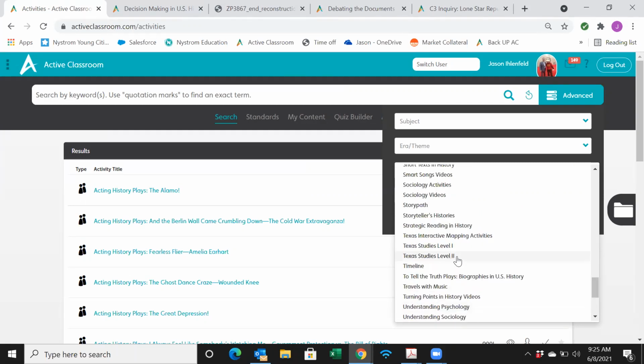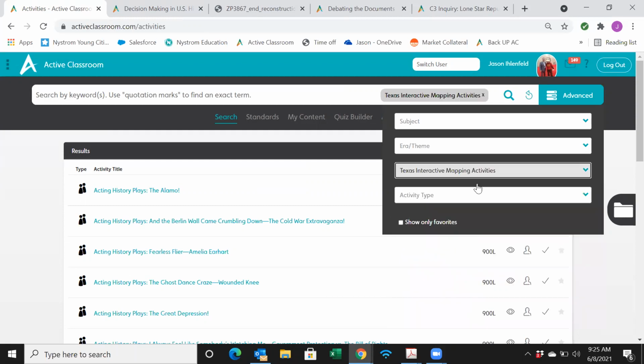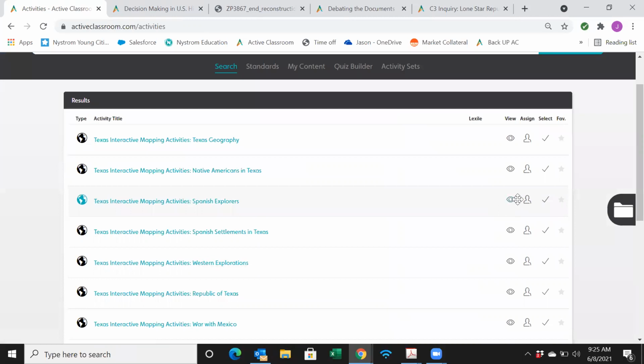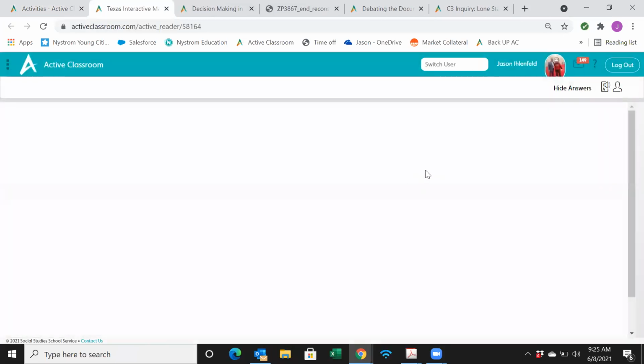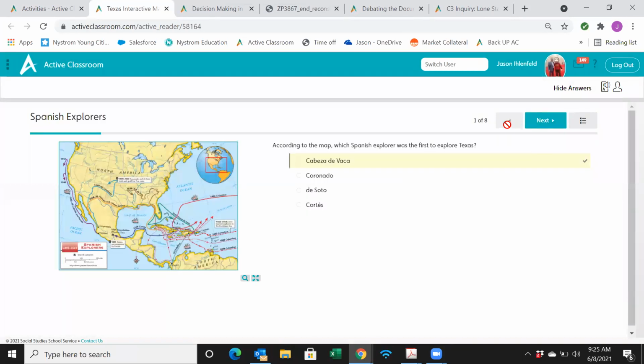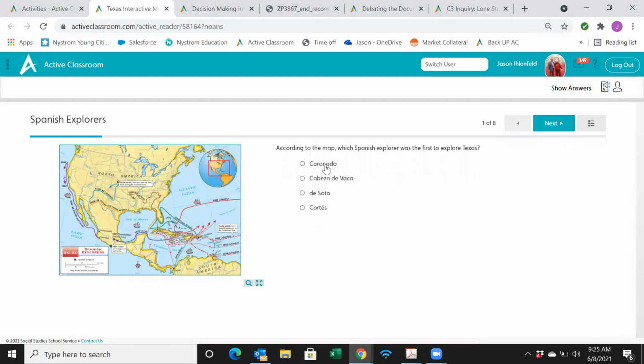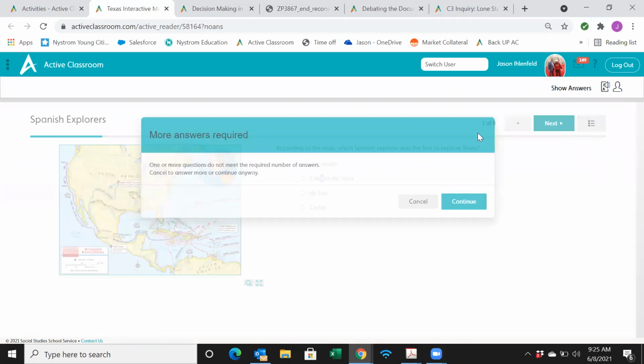But going on to Texas history, I do want to point out some of the very specific ones. These Texas interactive mapping activities are going to be similar to what we saw with the desk atlas. So you're going to have some of these interactive types of things here where the students are going to have to do some dragging and dropping, some reorganization, if I hide the answers again. And so it may start off with just some multiple choice.